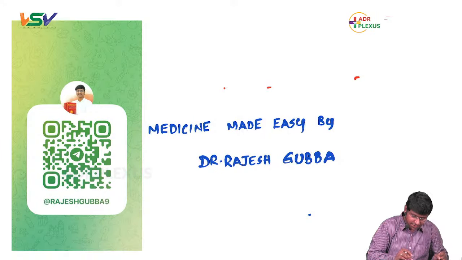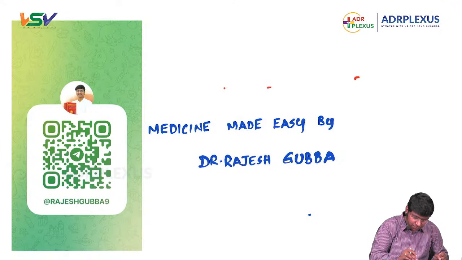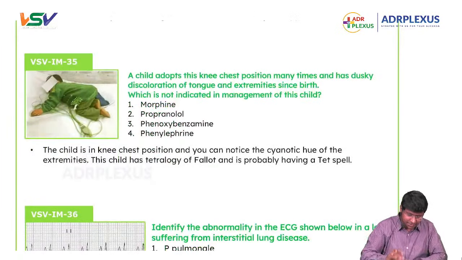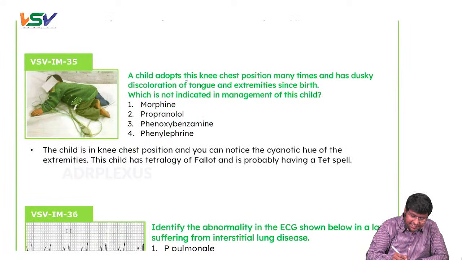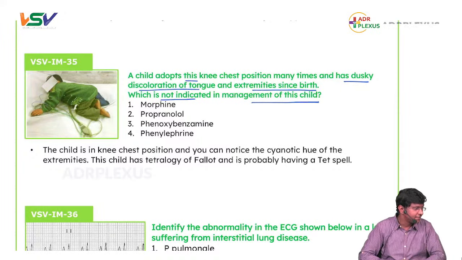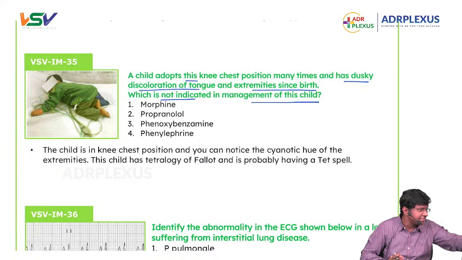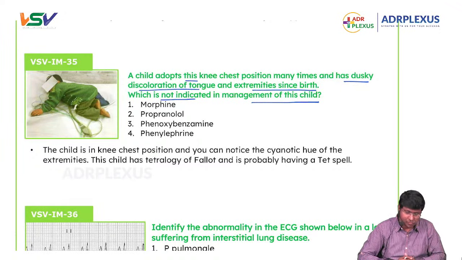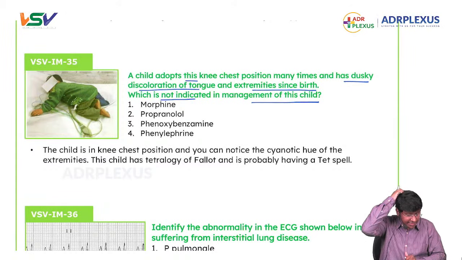Okay, now we'll move back to the questions. A child adopts this knee chest position many times and has dusky discoloration of the tongue and extremities since birth. Which is not indicated in management of this patient? So can anyone tell me, first of all, what is the diagnosis? Propranolol is not indicated, huh?